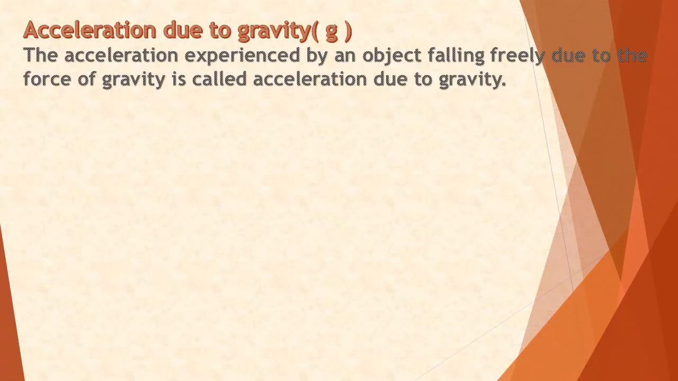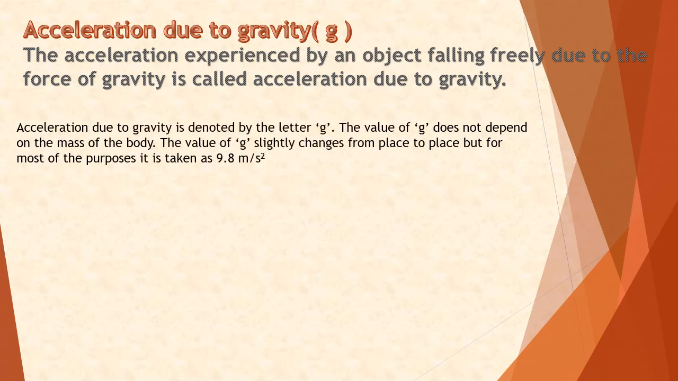So, children, from these experiments, we understood that the acceleration produced in freely falling bodies is the same for all the bodies, and it does not depend on the mass of the falling body. Now, coming to the main point, when an object undergoes free fall, a uniform acceleration is produced in it, and this acceleration that is experienced by an object falling freely due to the force of gravity is called acceleration due to gravity. Acceleration due to gravity is denoted by the letter g.